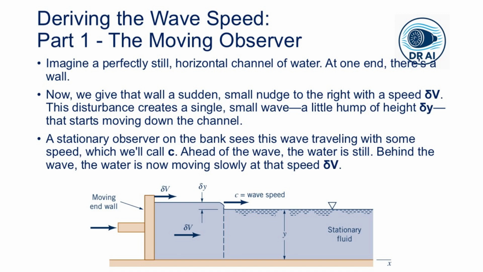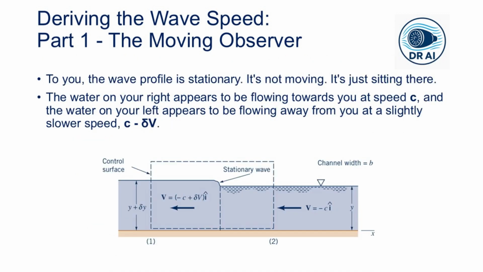A stationary observer on the bank sees this wave traveling with some speed, which we call c. Ahead of the wave, the water is still. Behind the wave, the water is now moving slowly at that speed delta V. So this is an unsteady flow for our observer on the bank. The water depth at their feet is zero. Then the wave passes and suddenly they have flowing water. It's changing with time.